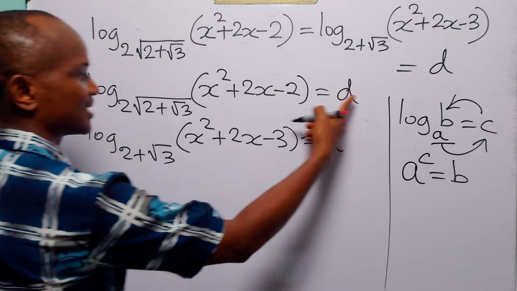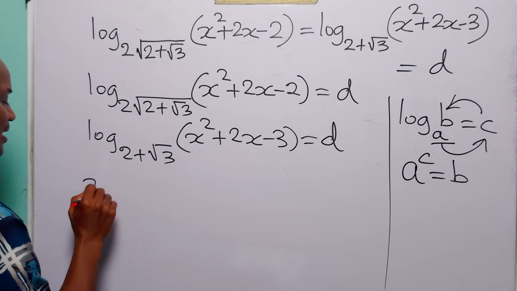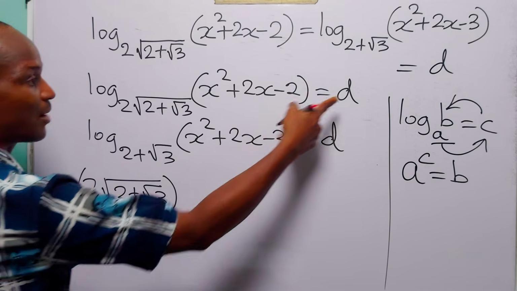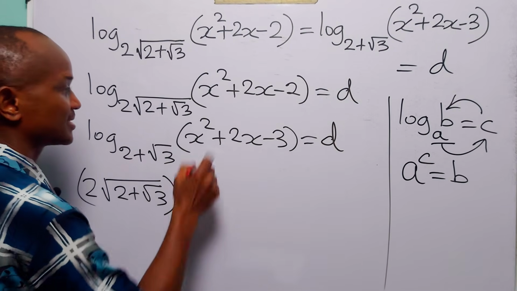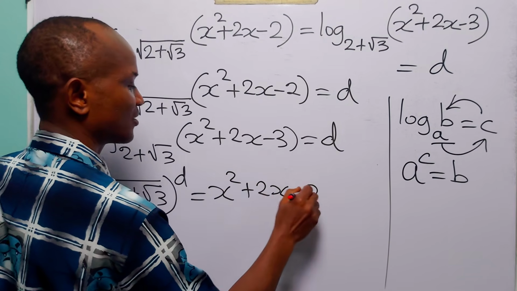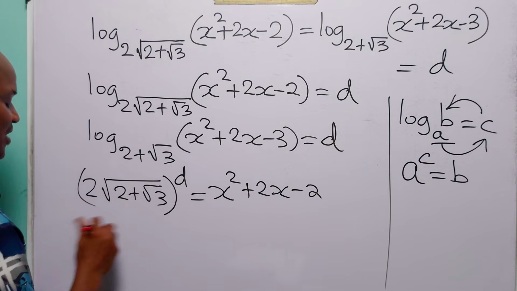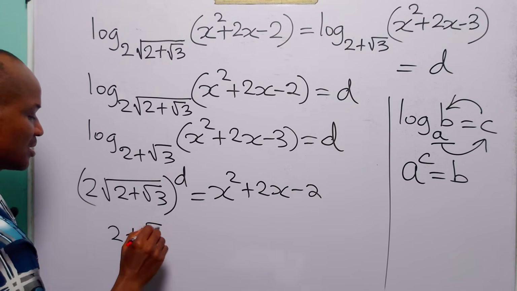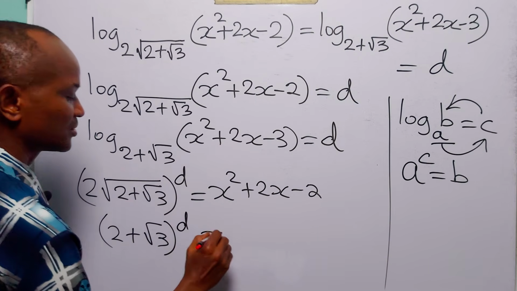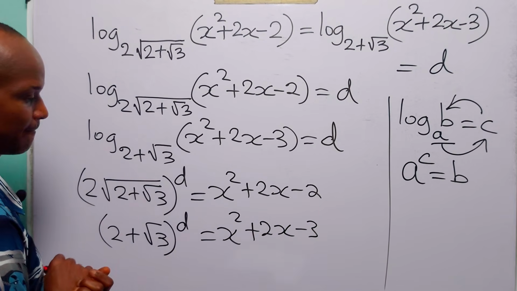Now, when we apply this to this first log equation, we have that 2 times root 2 plus root 3 to the power d is equal to x squared plus 2x minus 2. And applying this to the second logarithmic equation, we have that 2 plus root 3 to the power d is equal to x squared plus 2x minus 3.